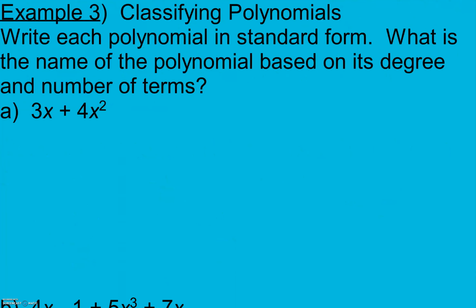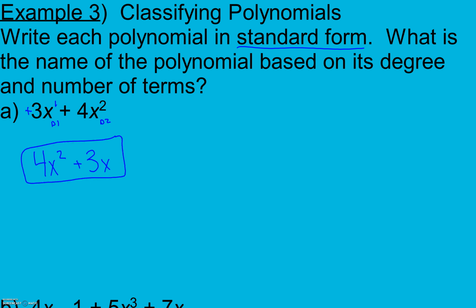In example 3, we're going to classify polynomials. We're going to write each polynomial in standard form. So for it to be in standard form, we need to go from biggest exponent to smallest exponent, and we need to make sure that all of our like terms are combined. So if I look at A, I have an x squared, degree 2, and an x to the first power, degree 1. We put our biggest degree first, so our highest degree, and then because 3 is positive, we go plus 3x. Now it's in standard form.